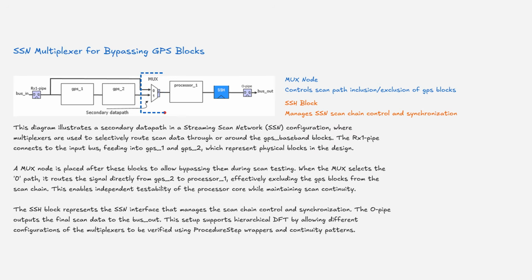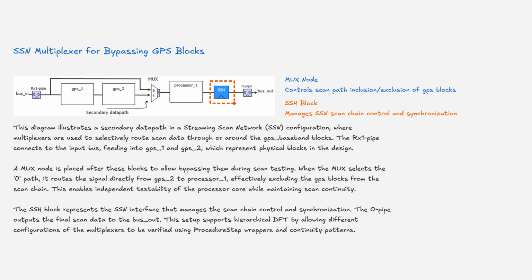This diagram illustrates a secondary data path in a streaming scan network, SSN, configuration, where multiplexers are used to selectively route scan data through or around the GPS baseband blocks. The RX1 pipe connects to the input bus, feeding into GPS1 and GPS2, which represent physical blocks in the design. A MUX node is placed after these blocks to allow bypassing them during scan testing. When the MUX selects the 0 path, it routes the signal directly from GPS 2 to processor 1, effectively excluding the GPS blocks from the scan chain. This enables independent testability of the processor core while maintaining scan continuity.